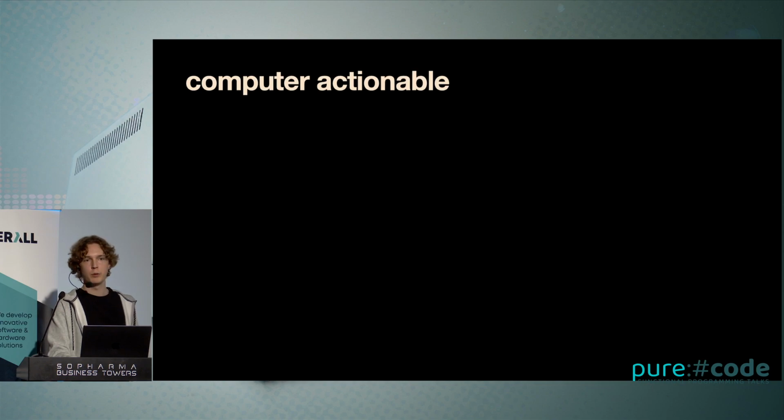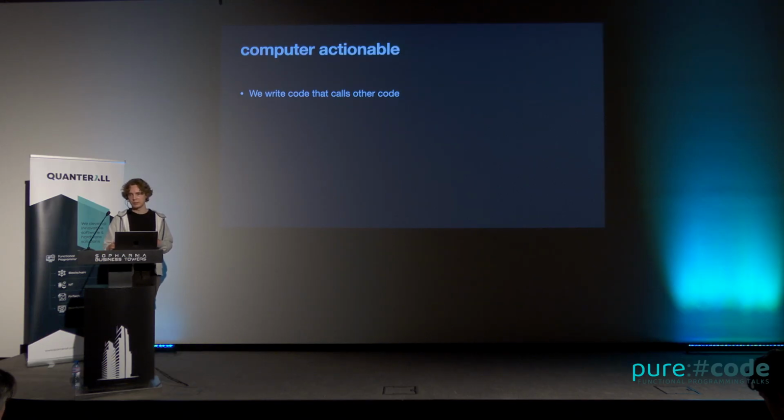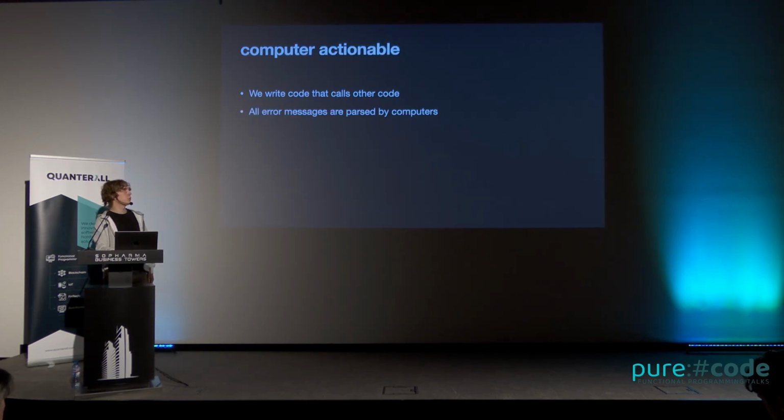Because I want to tell a computer how to do it. We write code that calls other code. That's what we do. There's never really a point where there will always be a human interacting with a system. You're going to automate things. So all error messages are going to be parsed by computers eventually, and only occasionally are they read by humans. So a standardized format is really important.